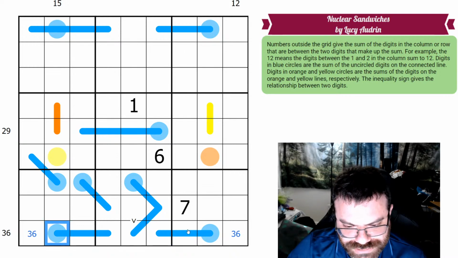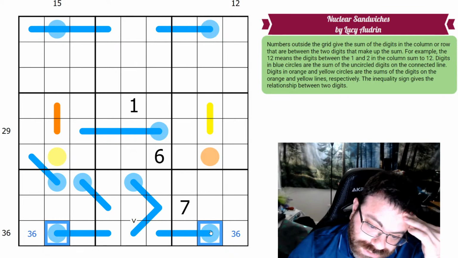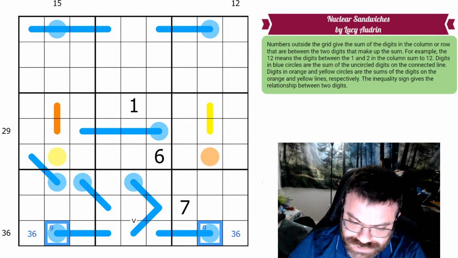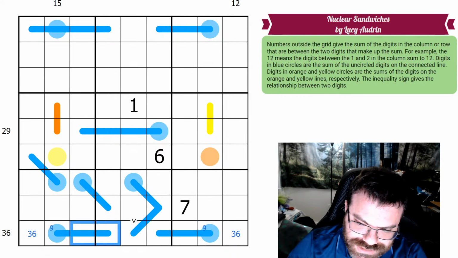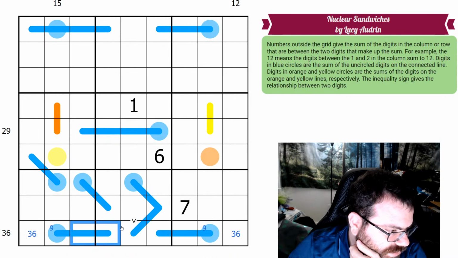So 9 is in one of these two. So one of them is 9. Let's just mark that. So how are we going to get to 9? We could do 4, 5. We could do 1, 8, 2, 7, or 4, 5. It's just 3, 6 that's excluded.